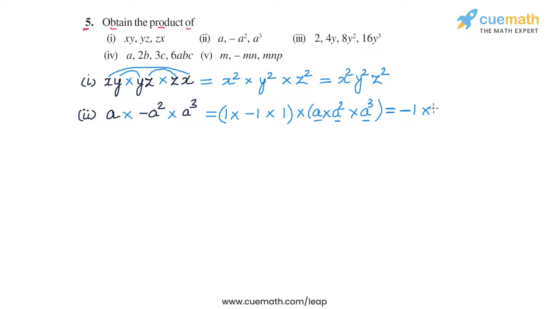So in all, this is 6 repetitions of a. So we can write a to the power 6. So minus 1 into a to the power 6, which we can write as minus a to the power 6. So this is the product for the second part.